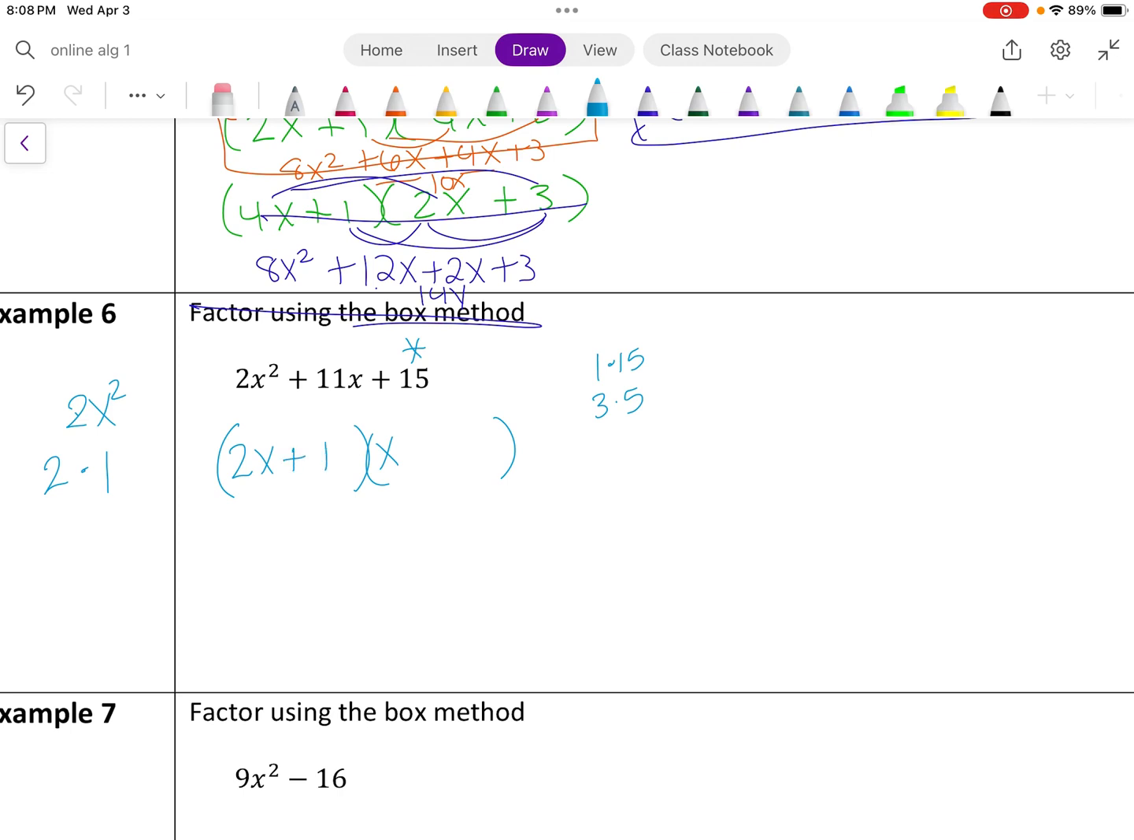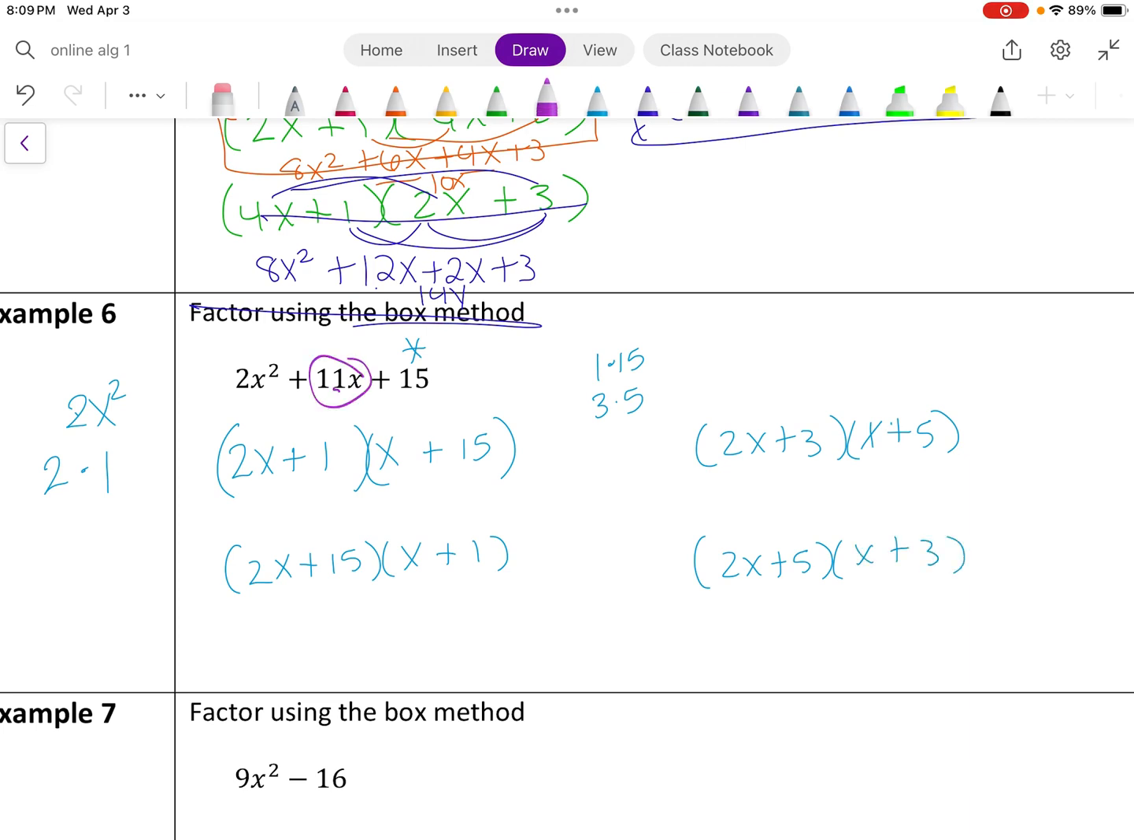We could do 2x plus 1 and x plus 15. We could flip that around and do 2x plus 15 and x plus 1. We could do 2x plus 3 and 1x plus 5, or we could do 2x plus 5 and 1x plus 3. All right, trial and error, here we go.